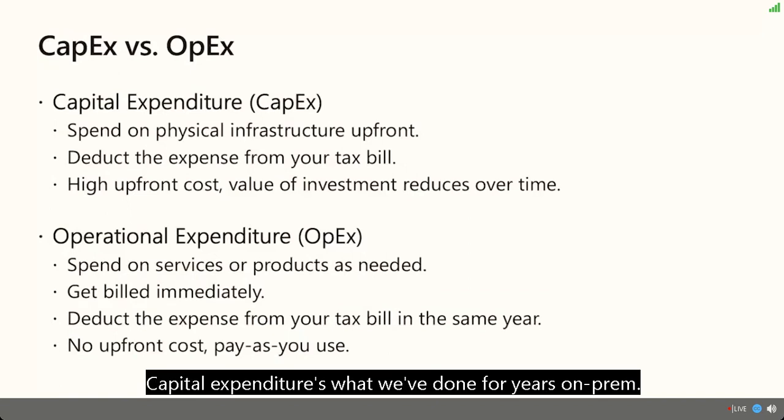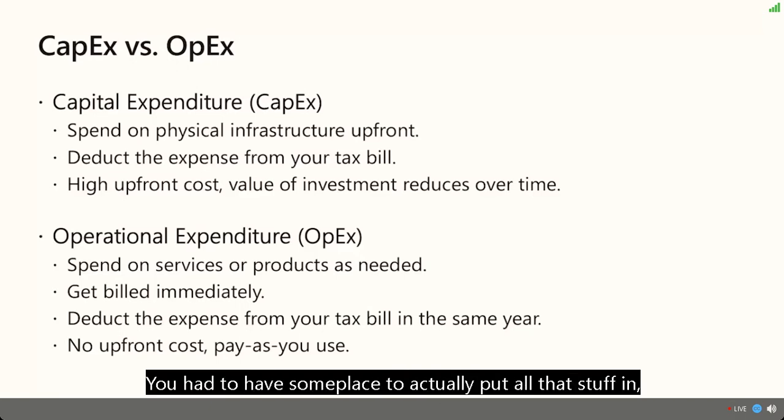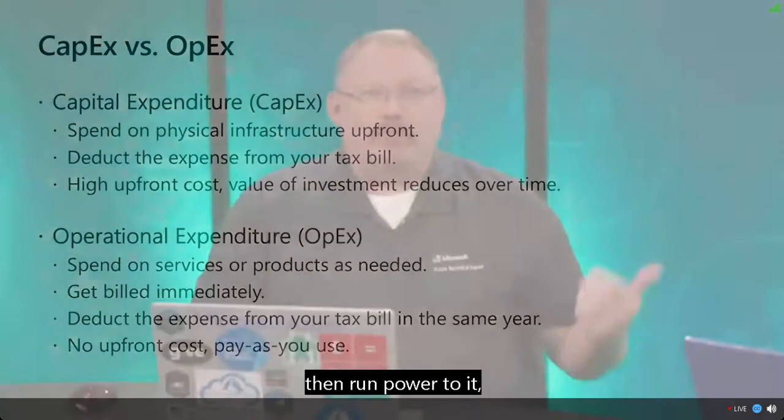Capital expenditure is what we've done for years on-prem. You had a large upfront cost. You had to build a data center. Now, think about this. You might think, oh yeah, I had to go buy the racks of computers, I had to buy the cabling, I had to do all that. You had to have a building. You had to have some place to actually put all that stuff in, then run power to it, then run your internet access to it.